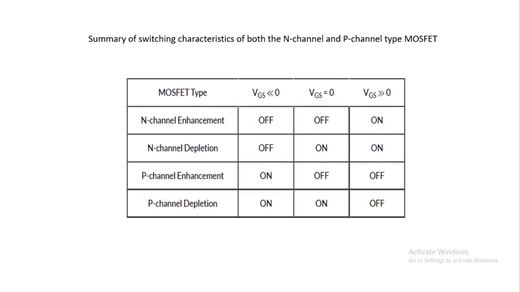This is the summary of switching characteristics of N channel and P channel MOSFET. If it is an N channel MOSFET and VGS is less than 0, then it will act as off. If VGS is greater than 0, then it will be on. If it is a P channel MOSFET, if VGS is less than 0, it will be on, and if VGS is greater than 0, it will be off.